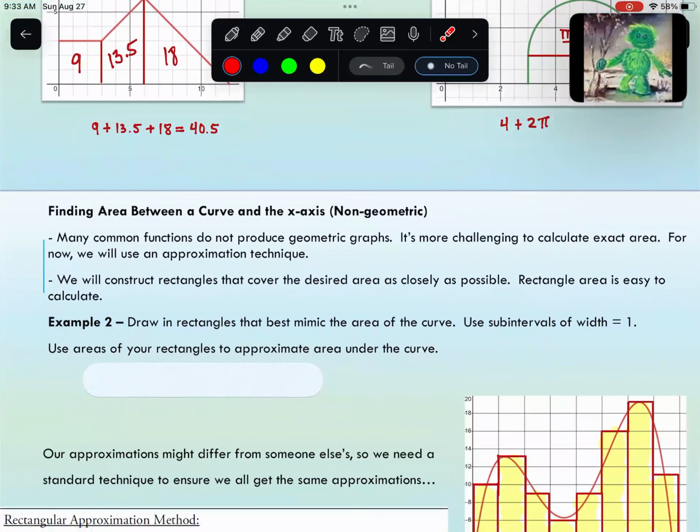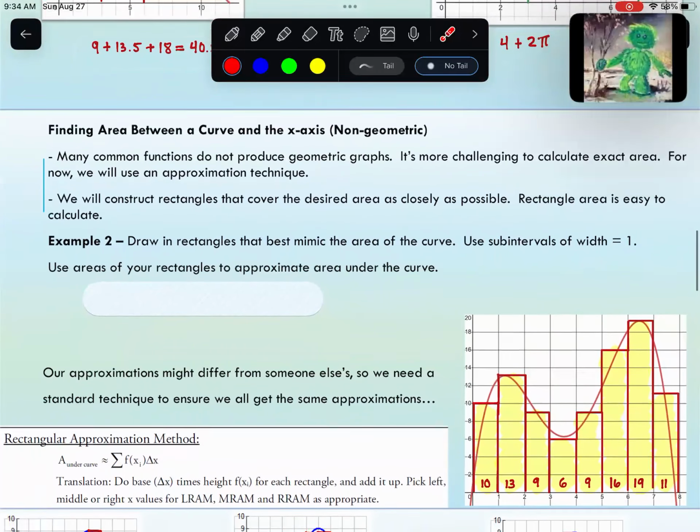And the strategy that we'll be using to start is an approximation technique. We're not going to get the exact correct area underneath these curves yet, but we're going to approximate using rectangles. We're going to try and construct rectangles that cover the desired area as closely as possible. And we like rectangles because obviously their areas are really easy to calculate.